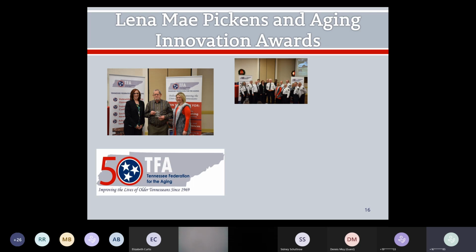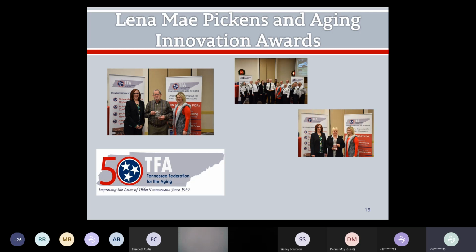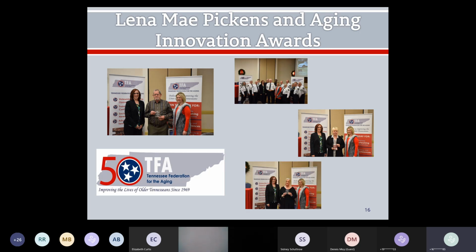We can be recognized for our creativity for those projects and programs that we've developed and implemented during this crazy year. So this first picture is the Knox County Sheriff's Department, who won one for the East Tennessee region. We have here the Lawrence County Senior Center, which won one for Middle Tennessee, and then Chester County Senior Center won for West Tennessee. Applications for these particular awards are due September 1st, so the deadline is quickly approaching.